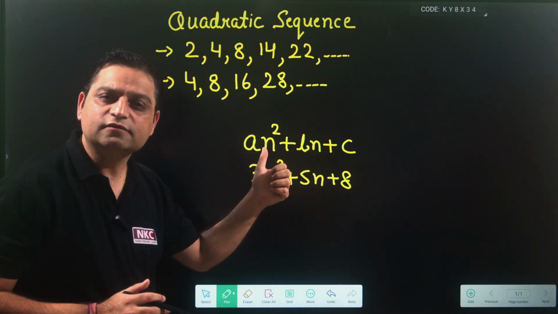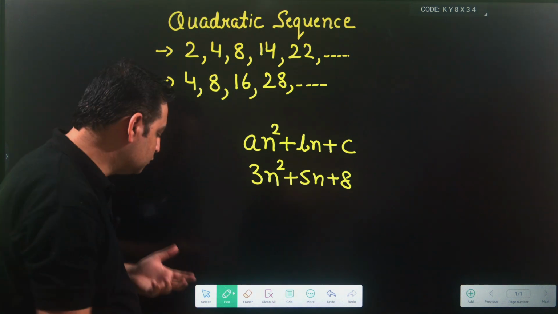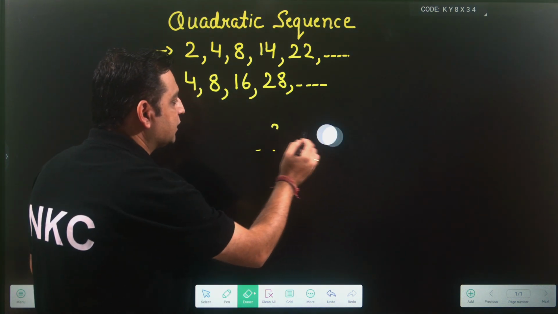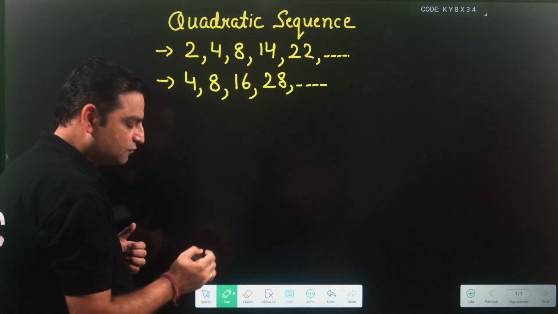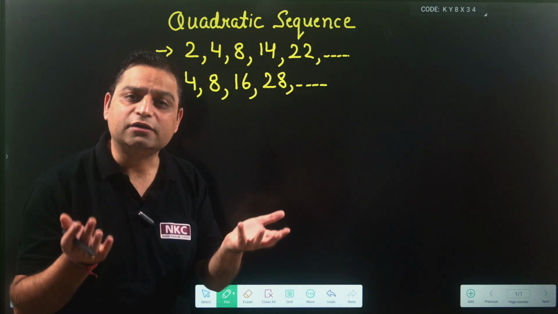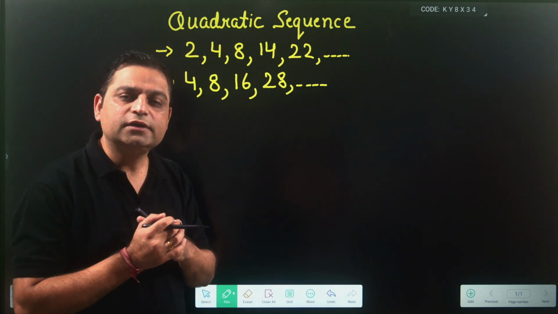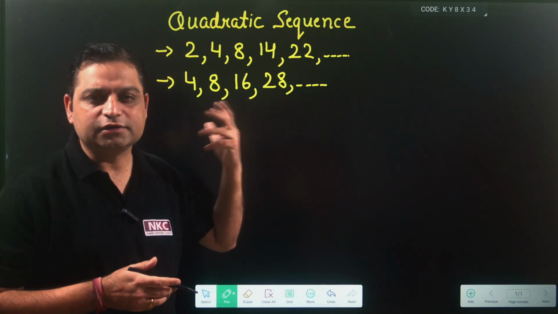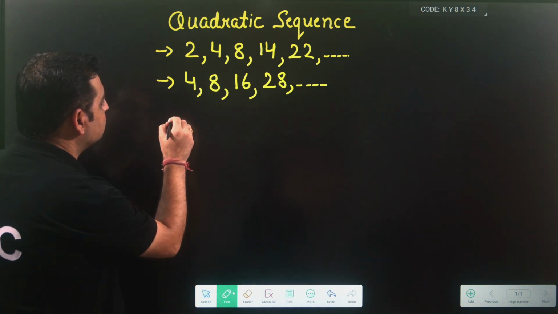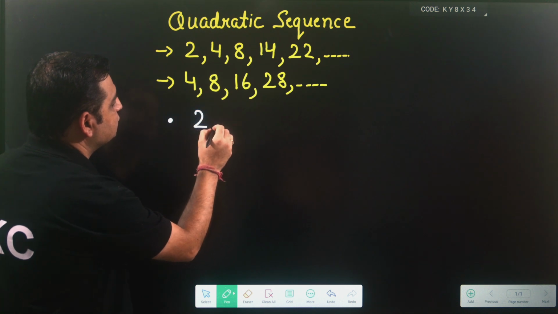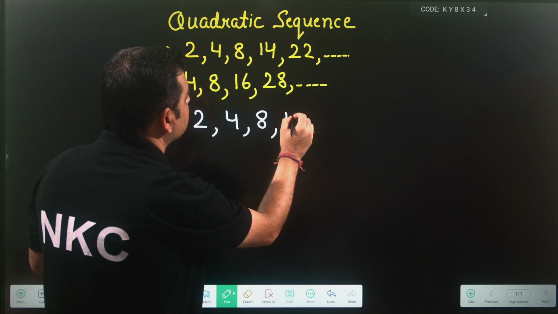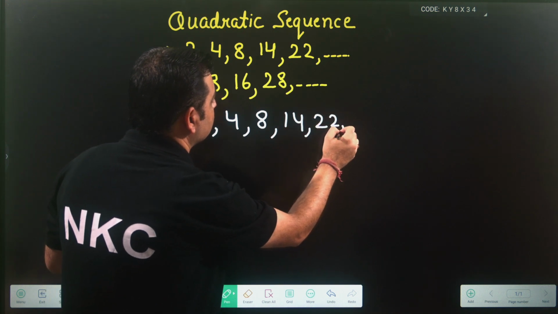It is a quadratic sequence. But now how would you identify that a given sequence is quadratic? That is the main challenge, because not only quadratic, arithmetic sequences are also there, geometric sequences are also there. Then we should know what the identification is. So check it very carefully. I am going to start from the first one. The first series which we have is 2, 4, 8, 14, 22.